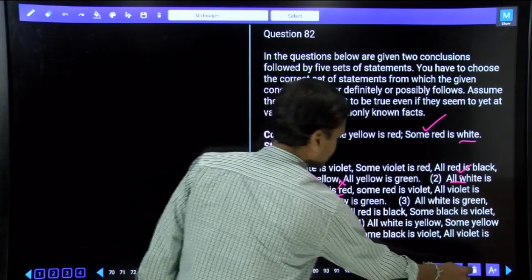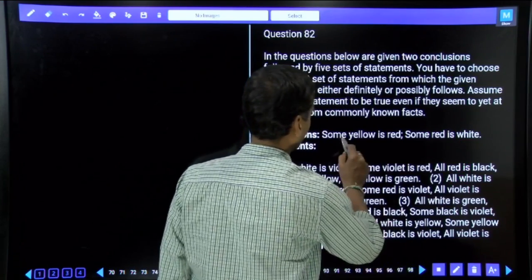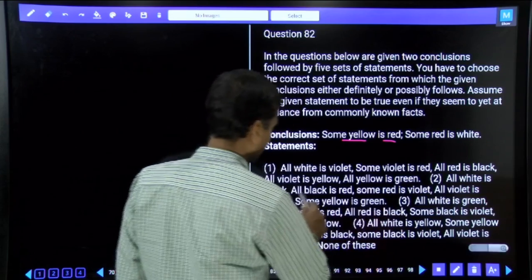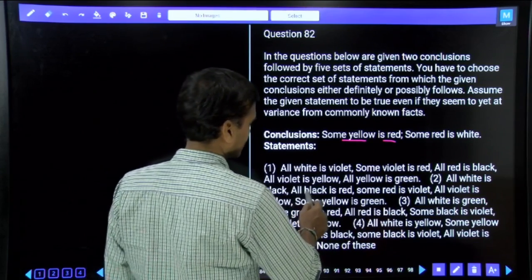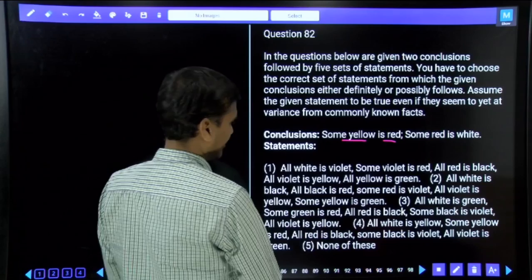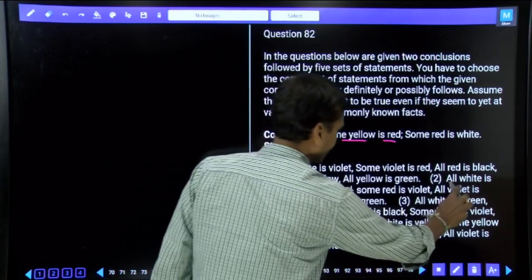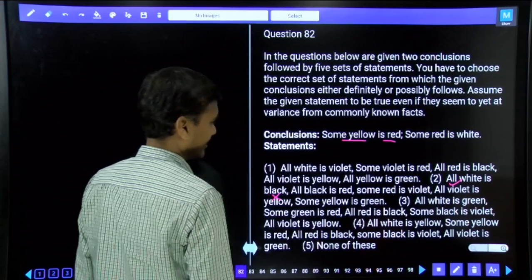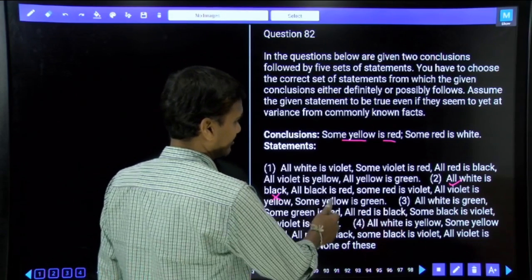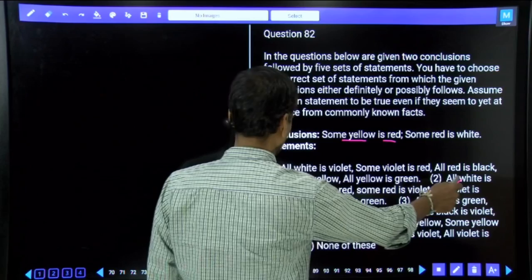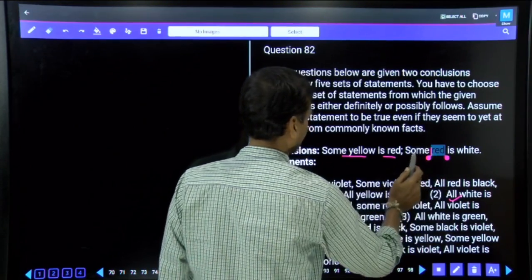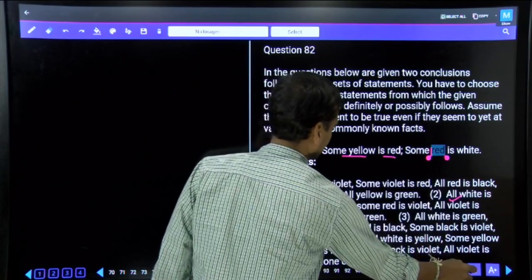Then coming to the first conclusion. Tell me how can we get the first one? Some yellow is red. Now where is yellow is red? Now we need to find out the relation between yellow and red. All violet is yellow and some yellow is green. We cannot combine these two. All violet is black. Sorry, some yellow is red is the first conclusion we need to have.